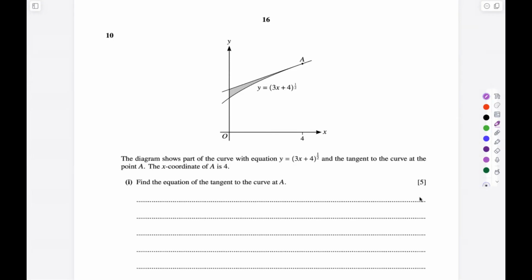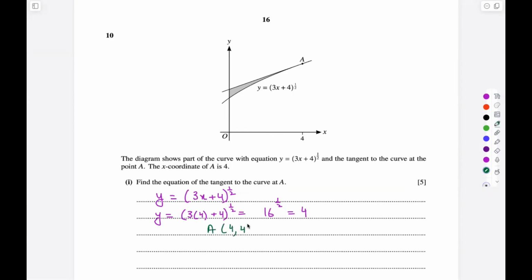Now, to find the equation of a tangent, we'll need the gradient and a point on the line. So we know the x-coordinate of A. In the first step, we can find the y-coordinate. The equation of the curve is y equals (3x plus 4) to the power 1 upon 2. Substituting x equals 4, this becomes (3 into 4 plus 4) to the power 1 upon 2, which is equal to 16 to the power 1 upon 2, and that will be equal to 4. So the coordinates of A are (4, 4).